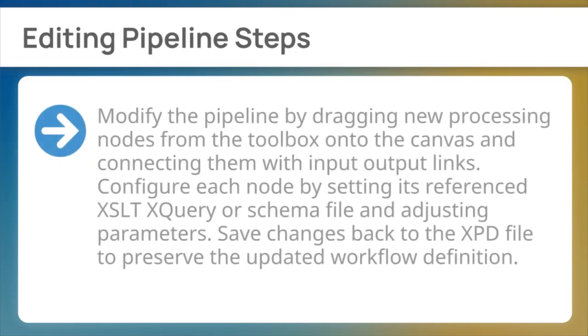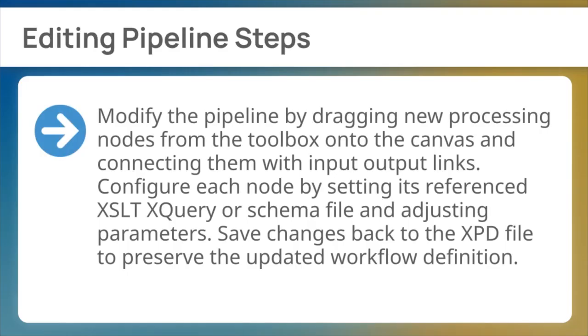Finally, editing pipeline steps. Modify the pipeline by dragging new processing nodes from the toolbox onto the canvas and connecting them with input-output links. Configure each node by setting its referenced XSLT, XQuery, or schema file and adjusting parameters. Save changes back to the XPD file to preserve the updated workflow definition.